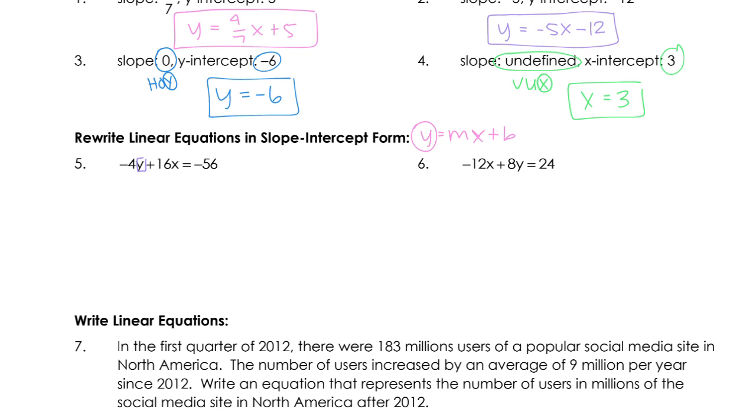I have to undo adding or subtracting first. I see adding 16x. So we're going to subtract 16x from both sides. When we do that, we have negative 4y equals, those canceled out. Now, between these two things, I need it to be in the order of slope-intercept form. The x term has to come first. So I'm going to start with negative 16x and then write minus 56. So the order of those two does matter.